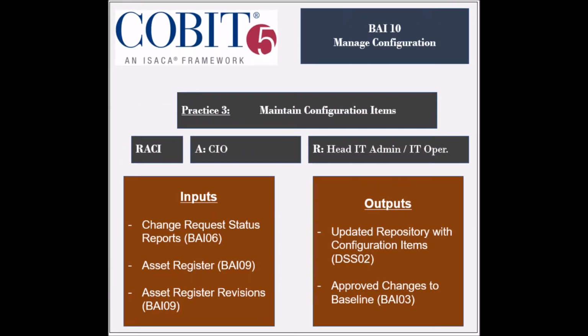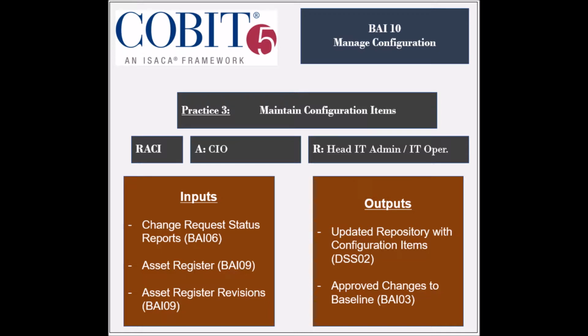The third practice is to maintain the configuration items. The entities responsible for this practice are the head of IT development, the head of IT operations, and the head of IT administration. The entity that is held accountable is the Chief Information Officer. The practice receives 3 inputs, which are the change request status reports from the BAI6 process, the asset register from the BAI9 process, and the asset register revisions from the BAI9 process.